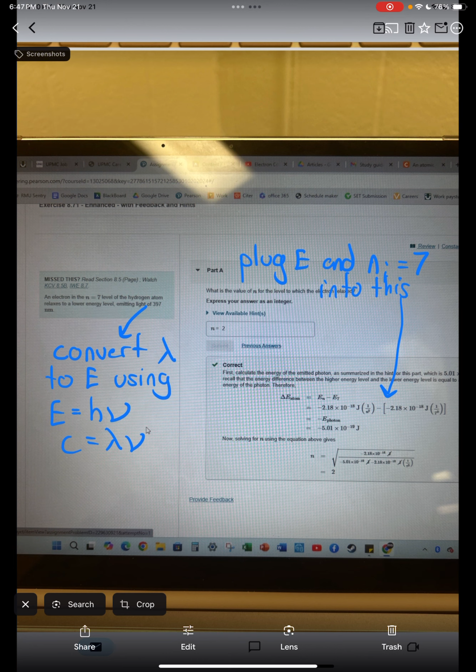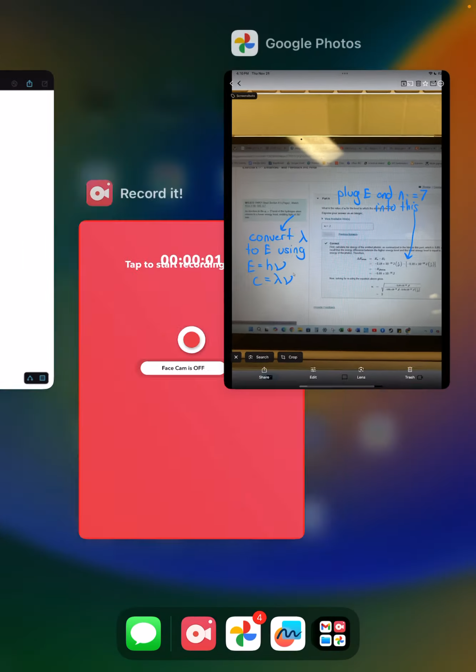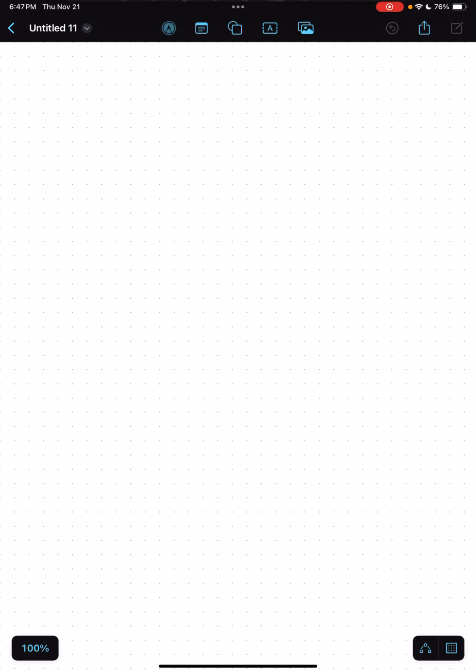So it gives you the wavelength, and it also says that it's originally at n equals 7. So you know that's your n initial, and you're looking for what the final energy level is. Okay, so 397 nanometers.